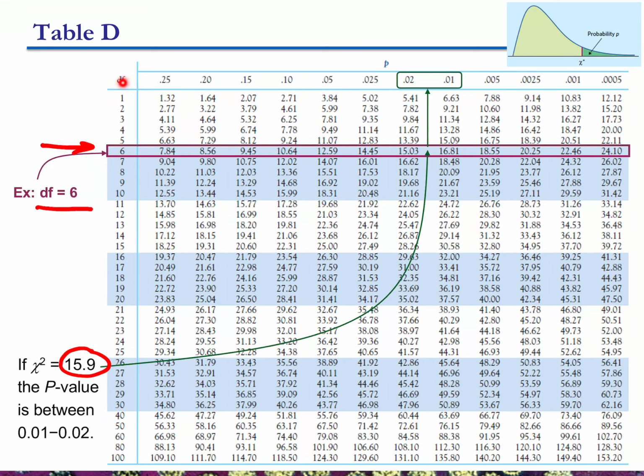Now again, remember that chi-square values are only positive. You're only dealing with the right-hand tail of the curve. So there's no two-sided option for p-value here. The p-values are one-sided options. That's why there's not a second row there for p-value like you would see in a t-table or z-score table.